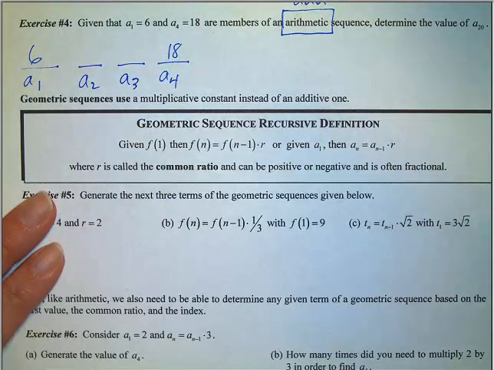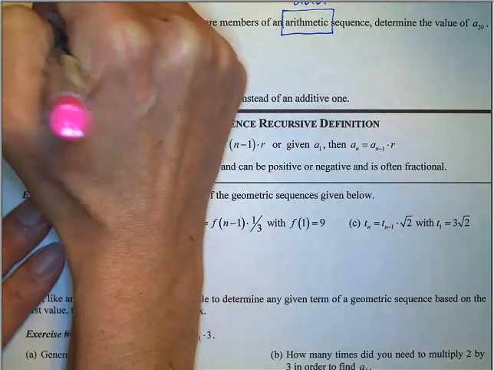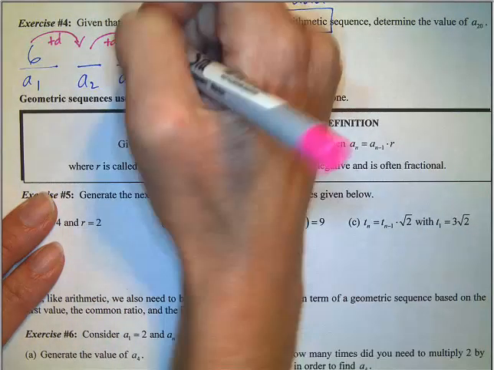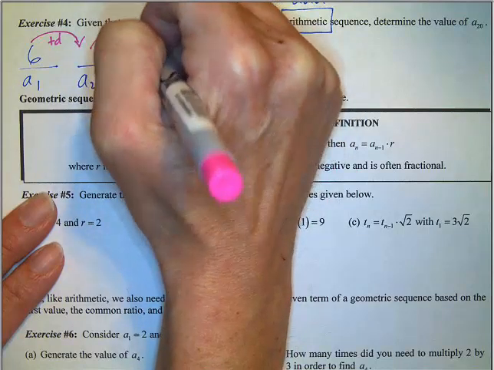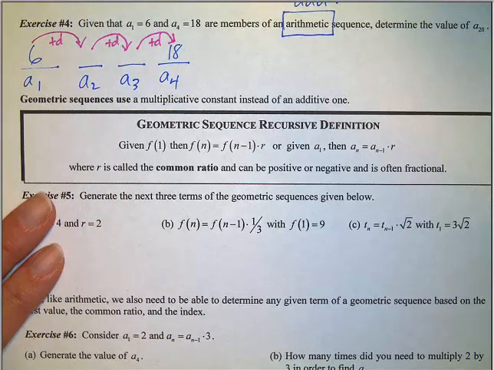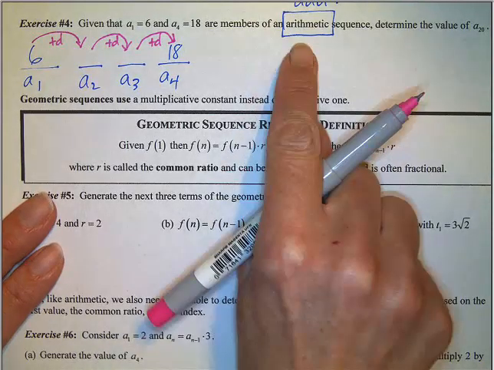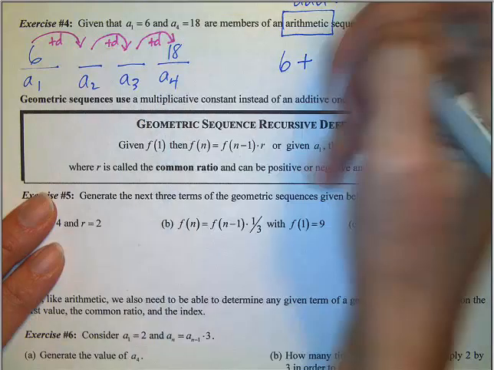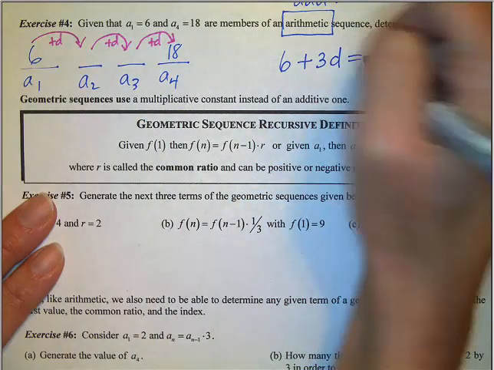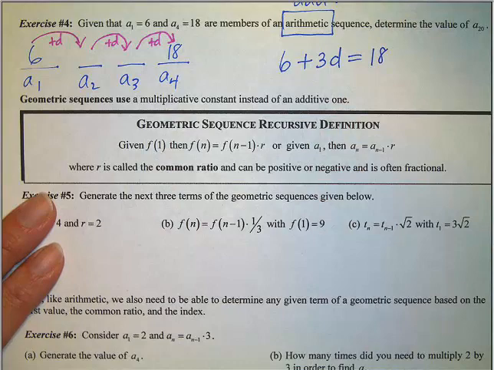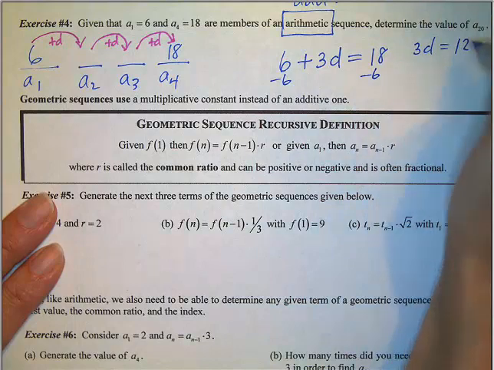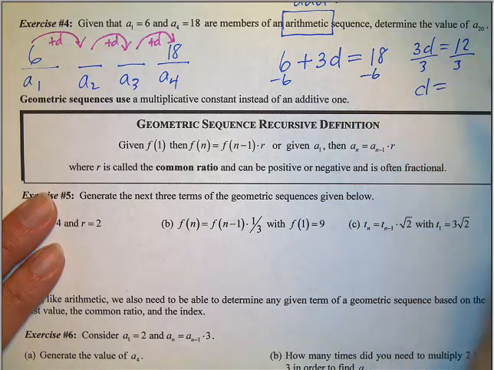So if it's arithmetic, I go from the first term and add D to get the second term. Then from the second term, I add D and get the third term. And from the third term, I add D and get the fourth term. That's an equation, and because we're adding, it's arithmetic. It's a linear equation. So we started with 6 and we added to it 3 D's and we got the value of 18. So subtract 6, 3D equals 12, divide by 3, D equals 4.